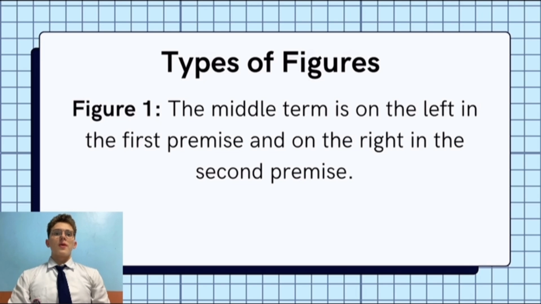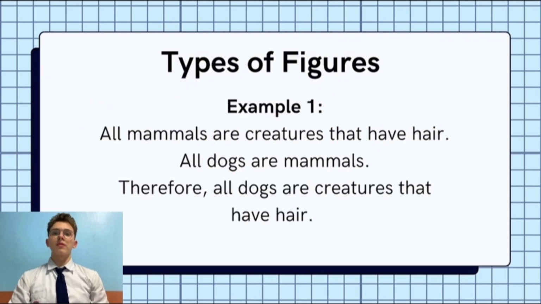Figure 1. The middle term is on the left in the first premise and on the right in the second premise. Example 1. All mammals are creatures that have hair. All dogs are mammals. Therefore, all dogs are creatures that have hair. The middle term for this argument is mammals. In the first premise, it appears on the left, but on the second premise, it appears on the right. Therefore, it belongs to figure 1.